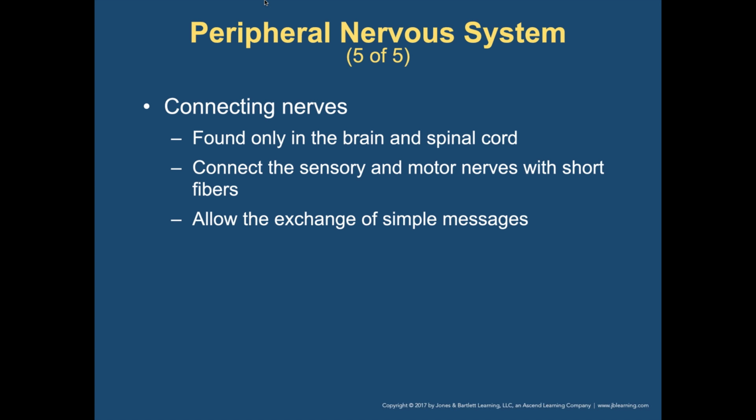All right, the connecting nerves are found only in the brain and spinal cord. They connect your sensory and motor nerves with short fibers, and they allow for exchange of simple messages. They're usually myelinated, which means that they have an extra coating on the outside that makes the electricity fly very quickly through it. Especially when you're dealing with something like a reflex, where you want to move fast, you want those nerve impulses to get to where they're going as quick as they can. So you're going to find that a lot in your CNS, because all they need to do is get the information out as quick as it can.